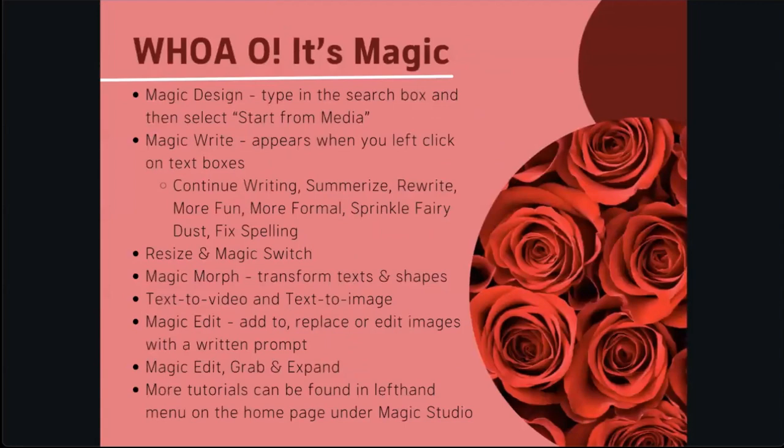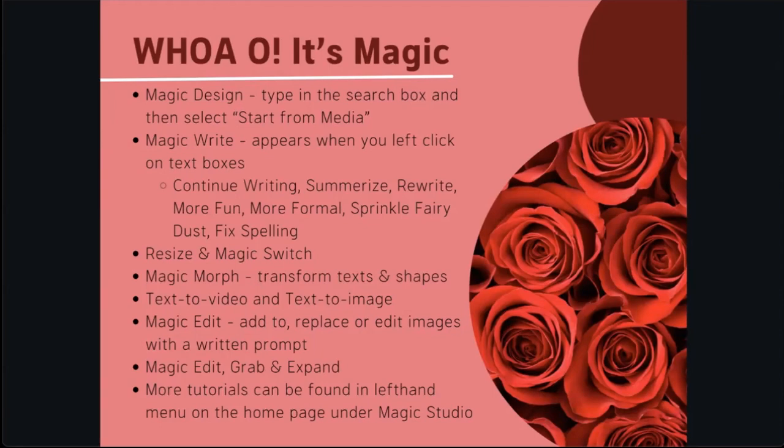So Canva introduced last year their AI tools, and they refer to it as Magic. So whenever you see Magic on Canva, it means that there's some sort of AI going on with it. With Magic Design, you can type into the search box what you want to make, like say Instagram post, and then in that drop down, and we'll go over this later, there's an option where you can start from media, and if you upload a photo, it will take your photo and pop it into a design based off of what you type in there. So that's kind of cool.